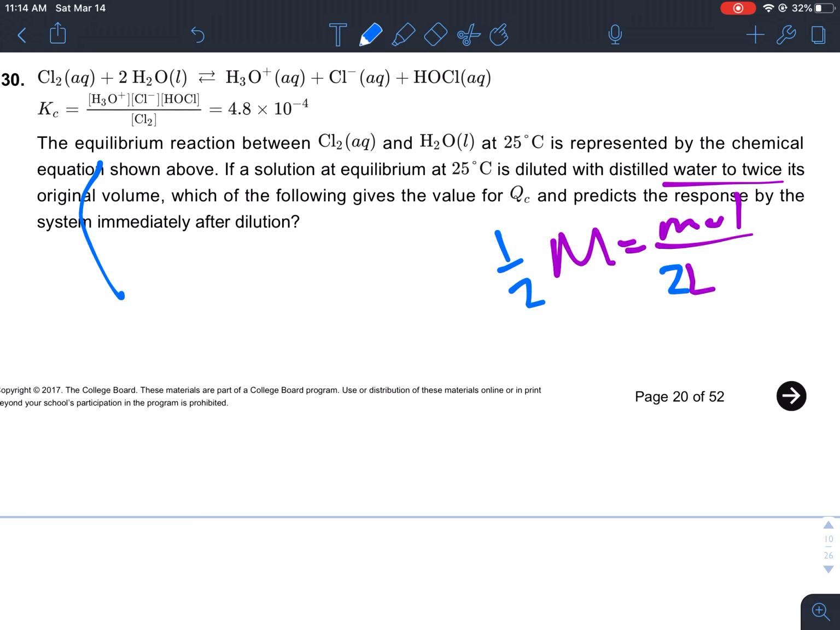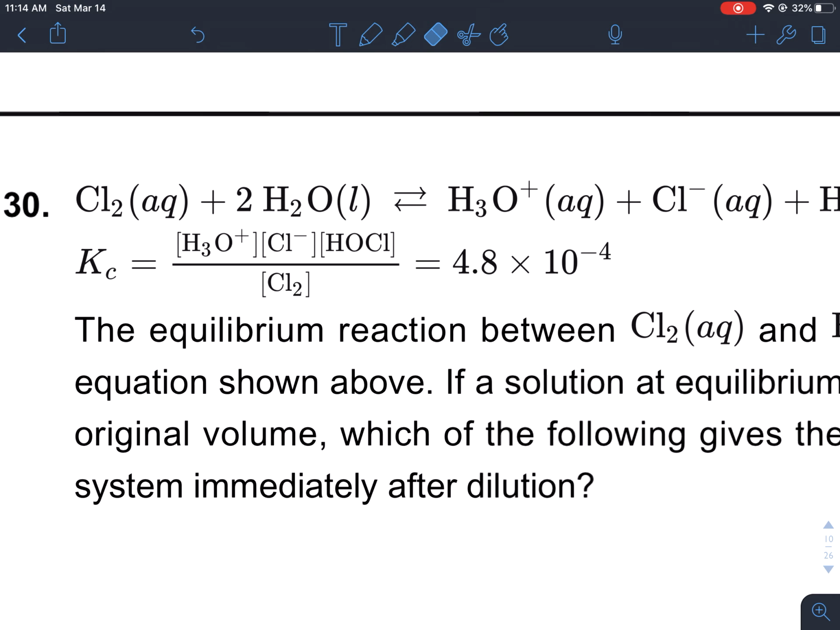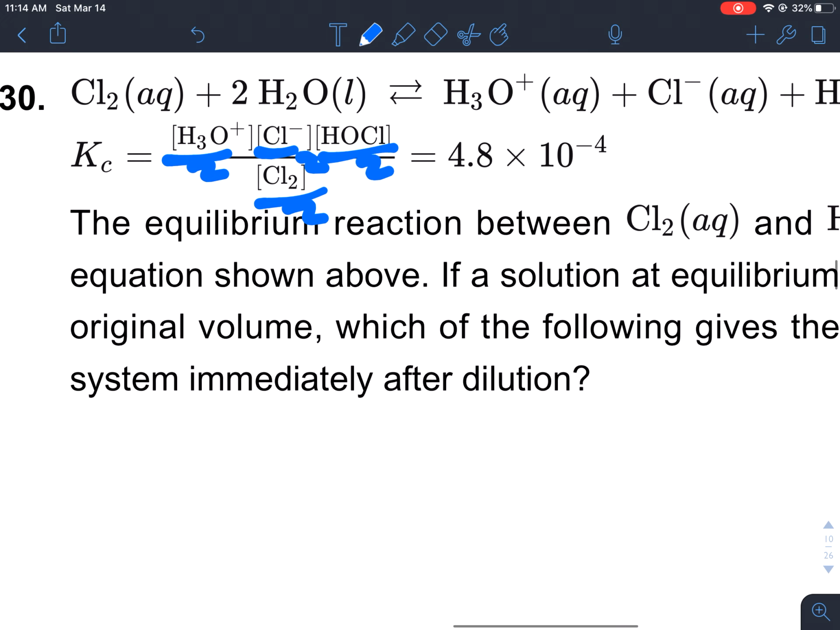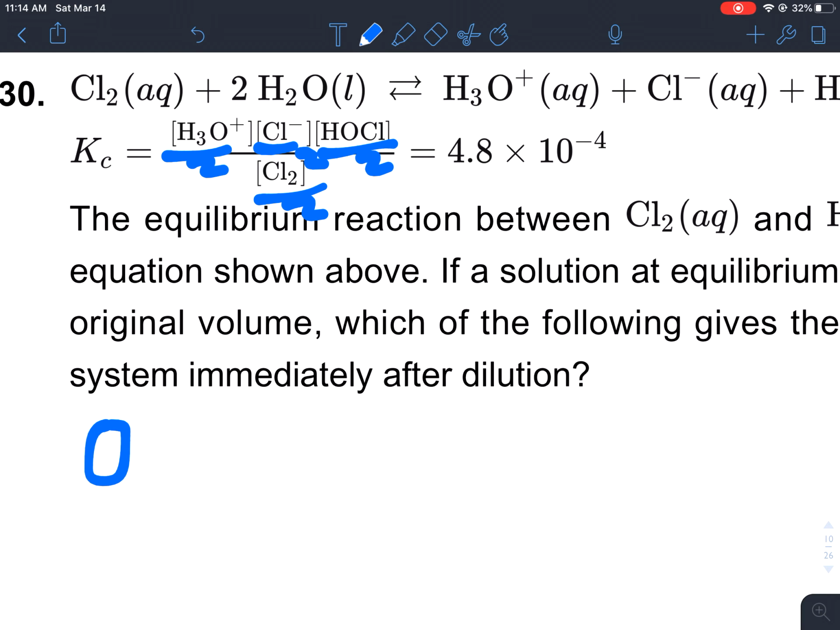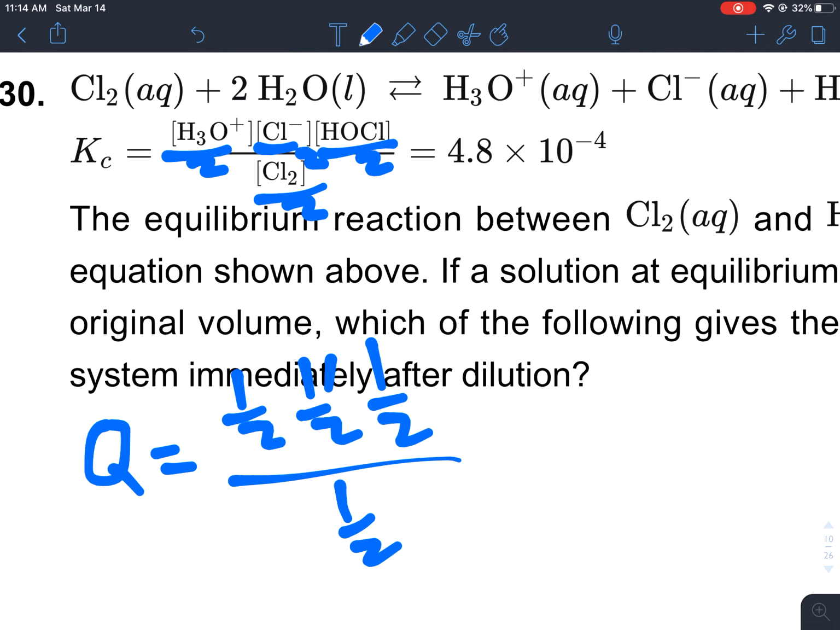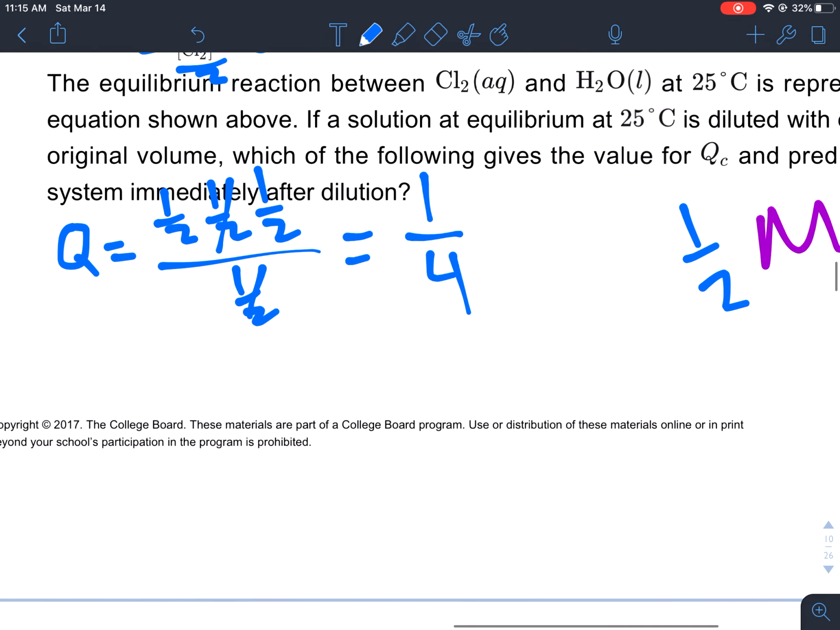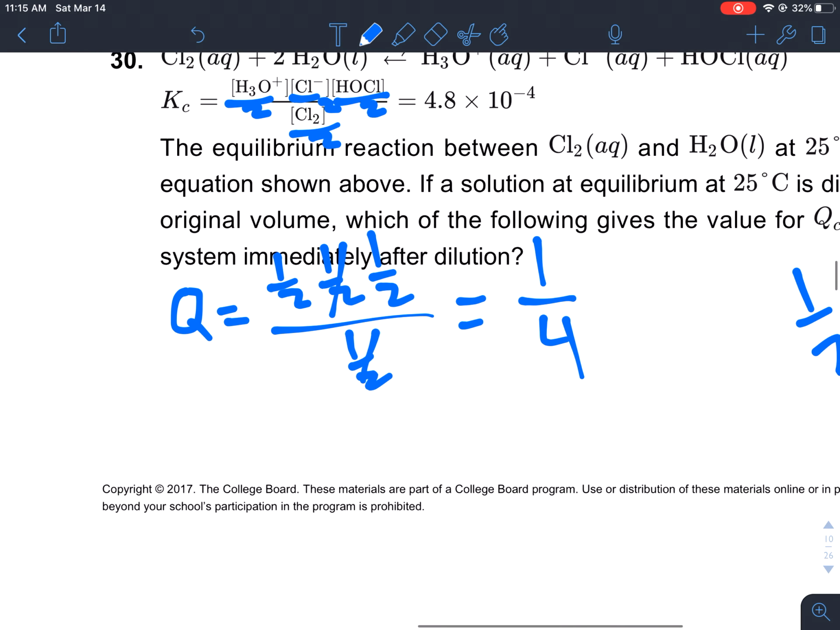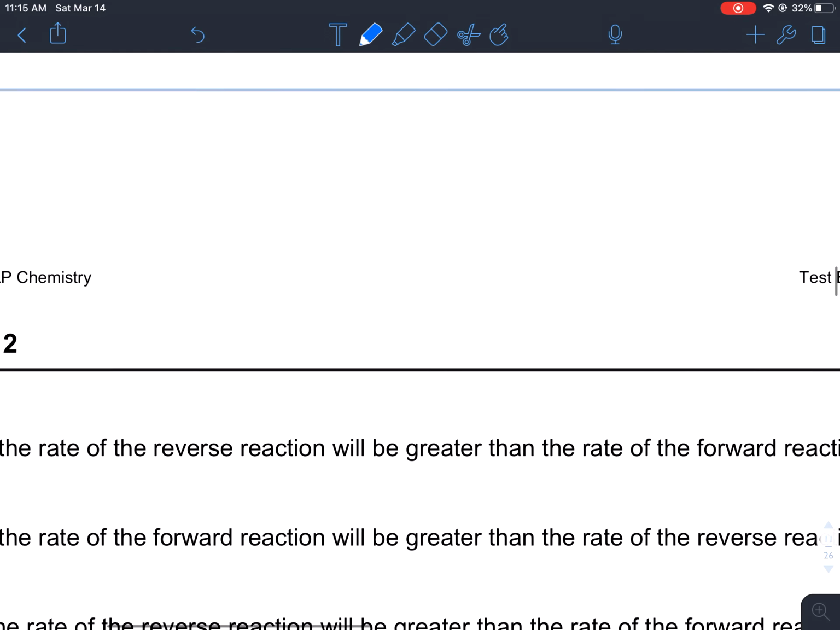So looking at this, what if I halved this and I have that and I have this and I have that, and I halved all of them? Look at what happens to my Kc, or what now becomes my Q. I would have 1/2, 1/2, and 1/2 over 1/2. Now one of these 1/2s and one of these 1/2s go away. They cancel each other out. But now you have 1/4 left over. So what happened to your Kc? Your Kc is only 1/4 of what it was.